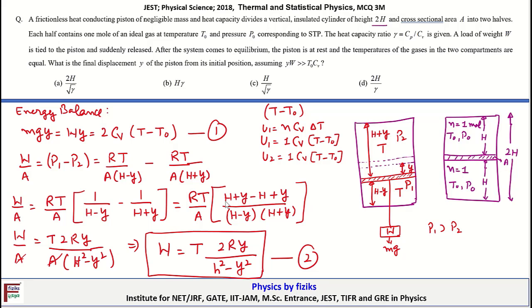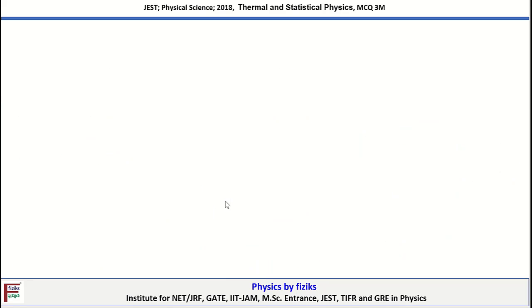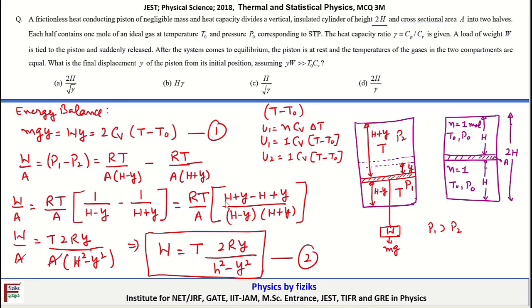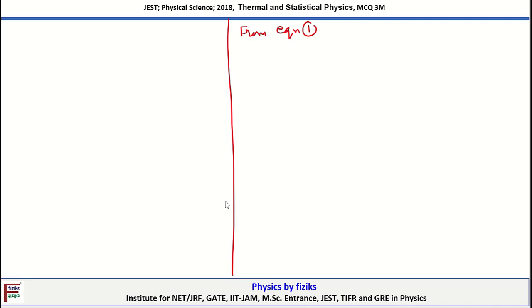Now from equation 1, we can further rewrite it. So it is Wy equal to 2Cb into T minus T naught. From here I can write T minus T naught is equal to Wy upon 2Cb, or T is equal to T naught plus Wy upon 2Cb. Okay, so let's call this equation 3.